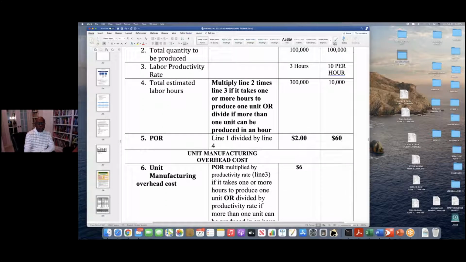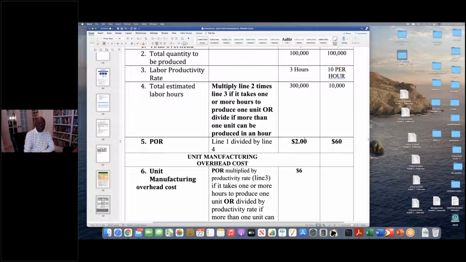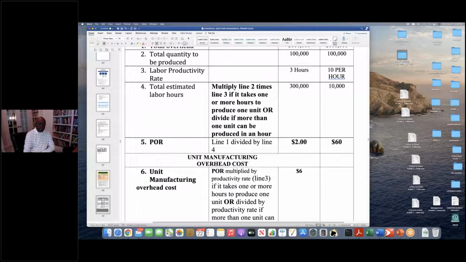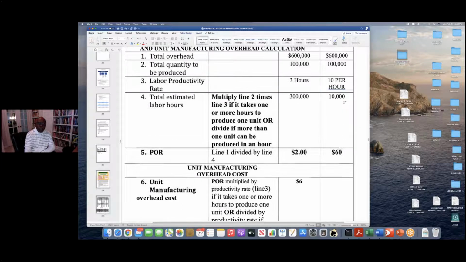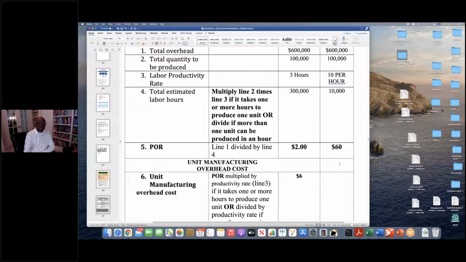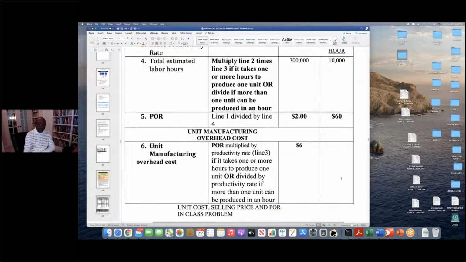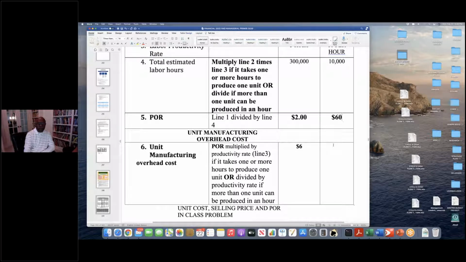Now notice that our unit manufacturing overhead, in this case, we simply multiplied this by the 3. But if we have this situation where we make more than one in an hour, then we're going to divide. So we're going to take this 10 and divide, and the unit overhead cost is still going to be $6.